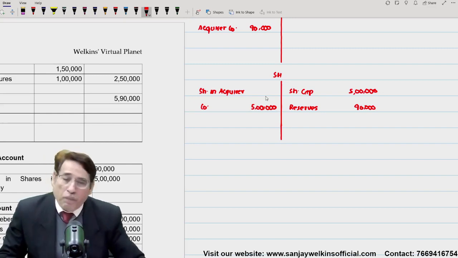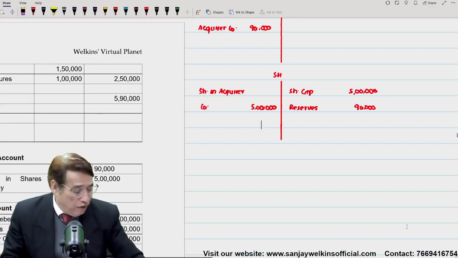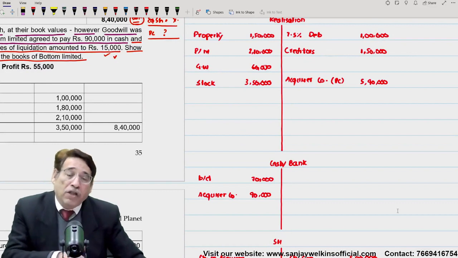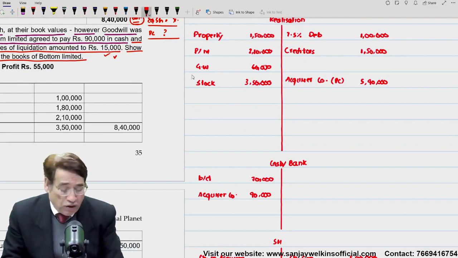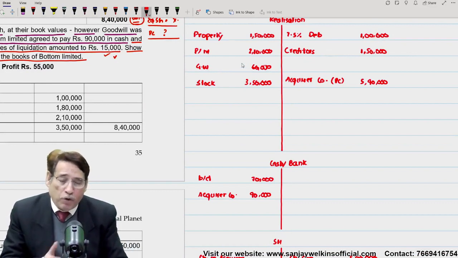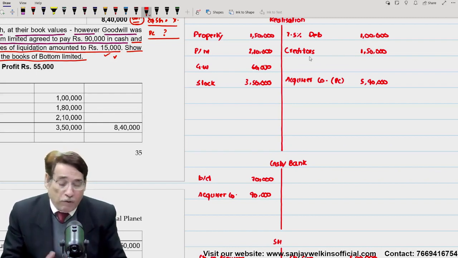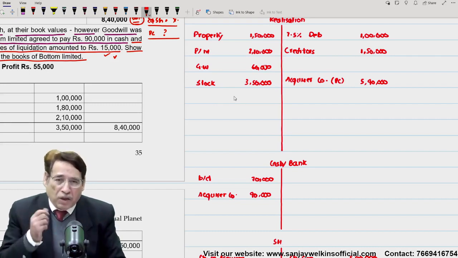The next point to pay attention to is whether there is any asset which hasn't been taken over and which has been sold. In this particular case, all these assets which you have posted here have been taken over. Correct? Likewise, you will look into whether there is any liability which hasn't been taken over. In this case, both the liabilities have been taken over. You need not pay off any liability. Then the last thing is expenses.